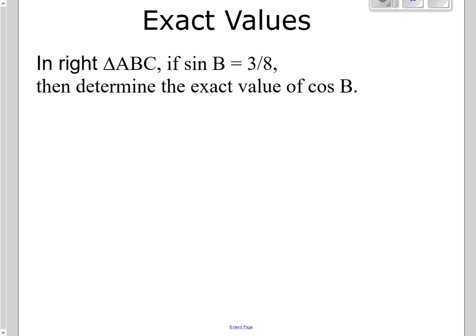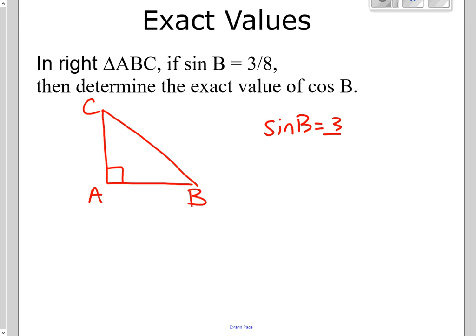Let's start with if we had a right triangle ABC and sine B was equal to 3/8. So let's draw it out because just like before, one of our strategies is to always draw a picture, see what we're talking about. So let's say this is A, this is B, and this is C. They're telling me that the sine of B equals 3/8.